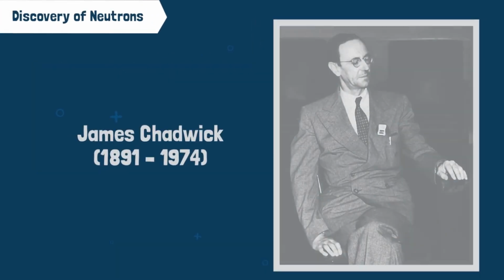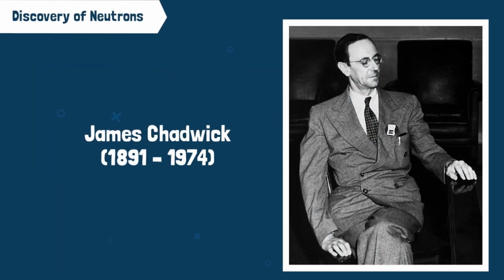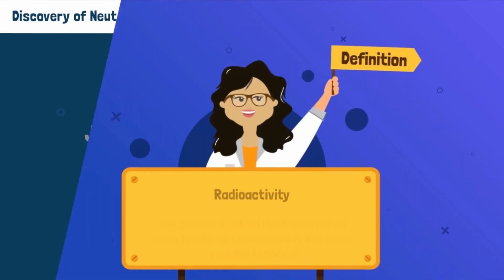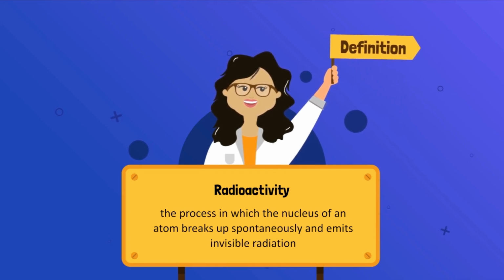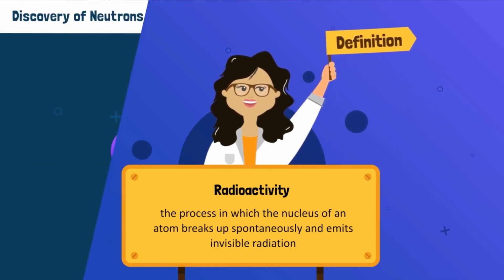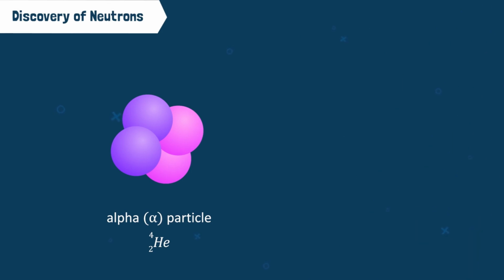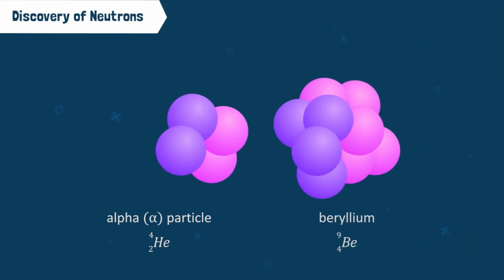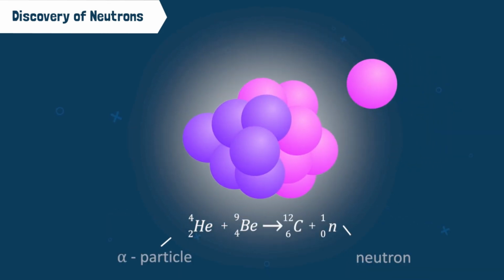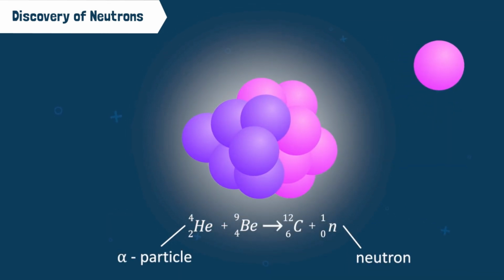Then, in 1932, James Chadwick discovered neutrons through artificial radioactivity. Radioactivity is the process in which the nucleus of an atom breaks up spontaneously and emits invisible radiation. So, when alpha particles, which are simply helium atoms, were shot at a beryllium target, some particles seemed to radiate out of the beryllium atoms.